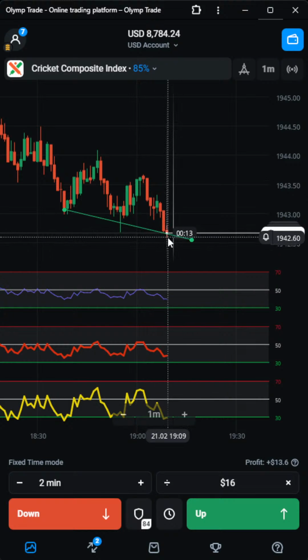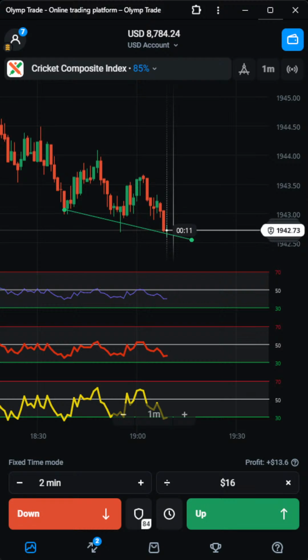This line should be broken and the next candle formation should be red. Then only in that situation we could have been taking a trade on that.